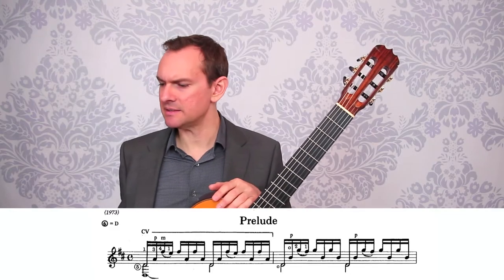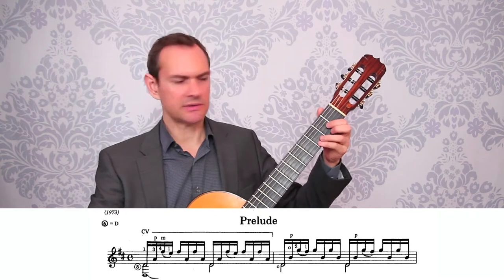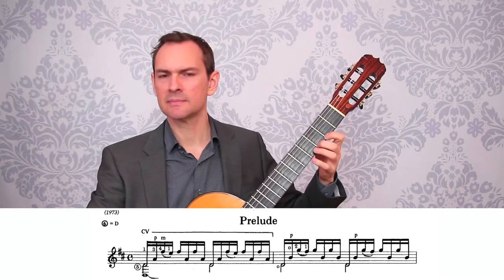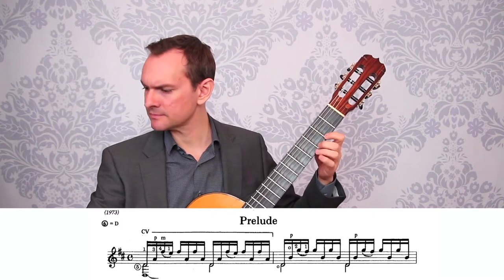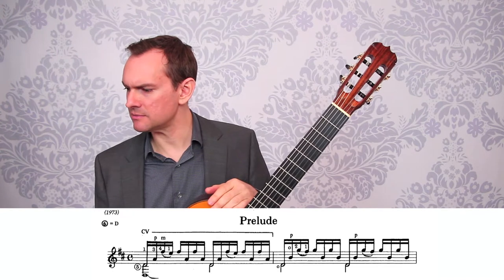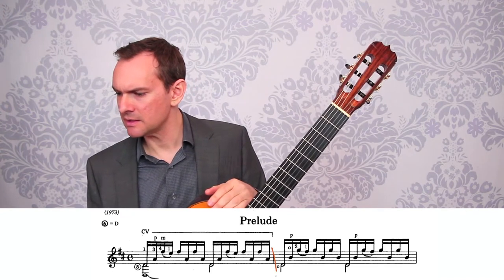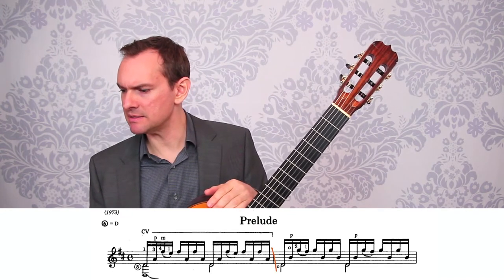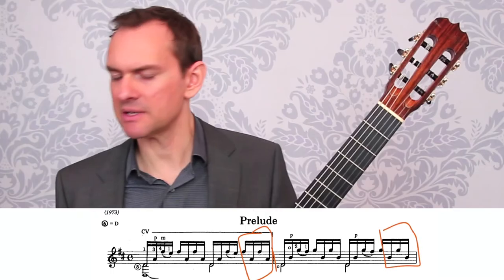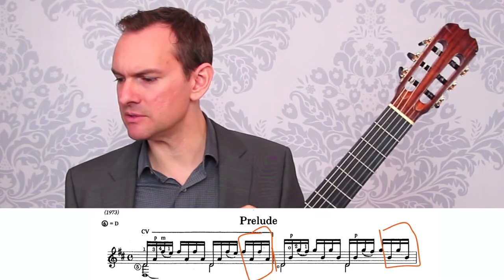Let's take a look at the cello prelude. What we can do for this one, so we look at, okay, where are our bar lines? Here are our bar lines. And so then the last beat is this one right here. This is our upbeat. So what do we do with that upbeat? And because we have more than one note in that upbeat, we can do something with it.